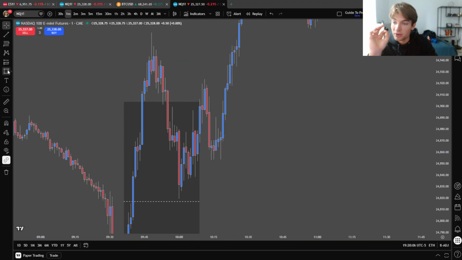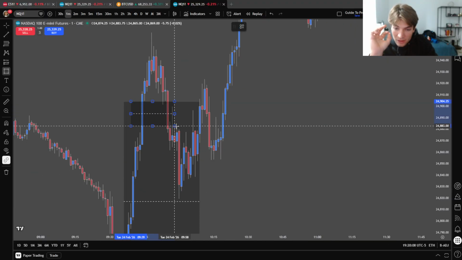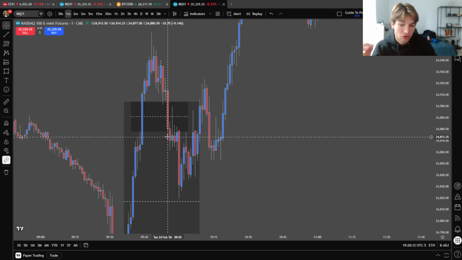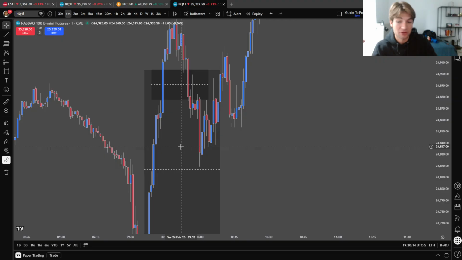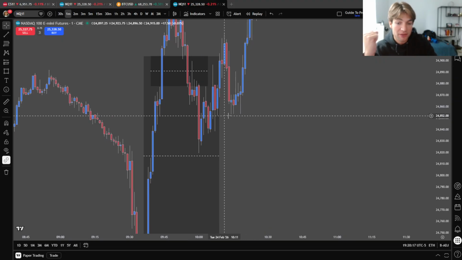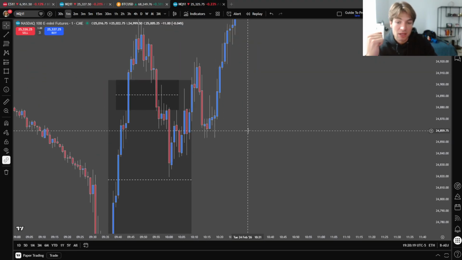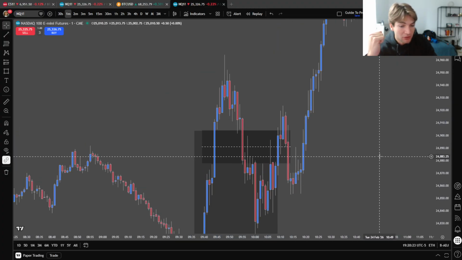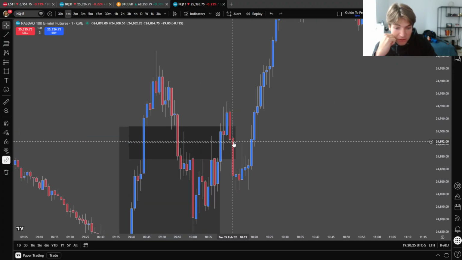But wait, look. We inversed this fair value gap right here. This is an inverse. Now are we going to go short? No, because the higher time frame is telling us we're going to go higher, and there are so many more gaps to fill. But we form a bearish gap, and what happens? We inverse that bearish gap right here.